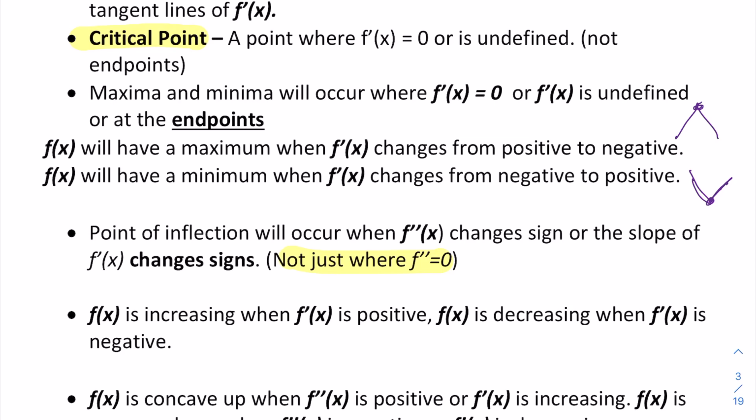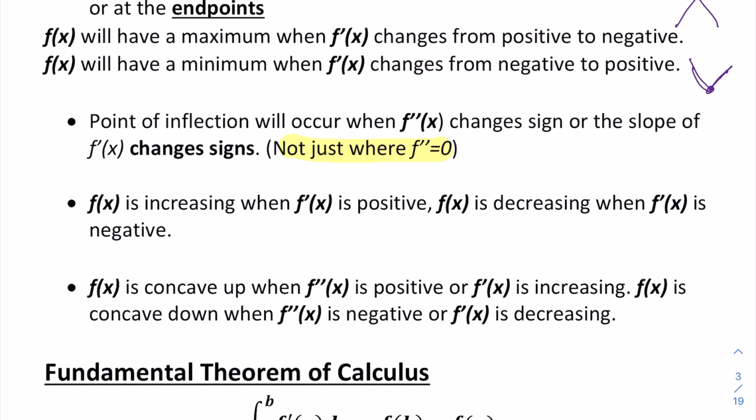F is increasing when f prime is positive. That is a big idea. If you're ever asked to analyze what a derivative means, you're looking for whether the derivative is positive or negative, to determine whether or not f of x is increasing or decreasing. The second derivative is going to tell you the concavity.